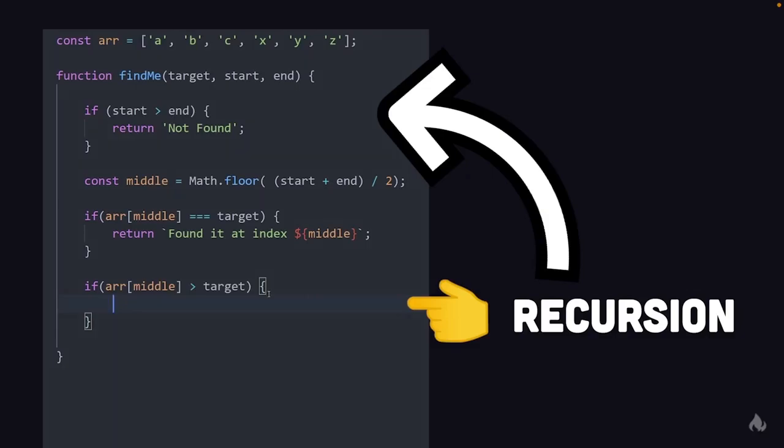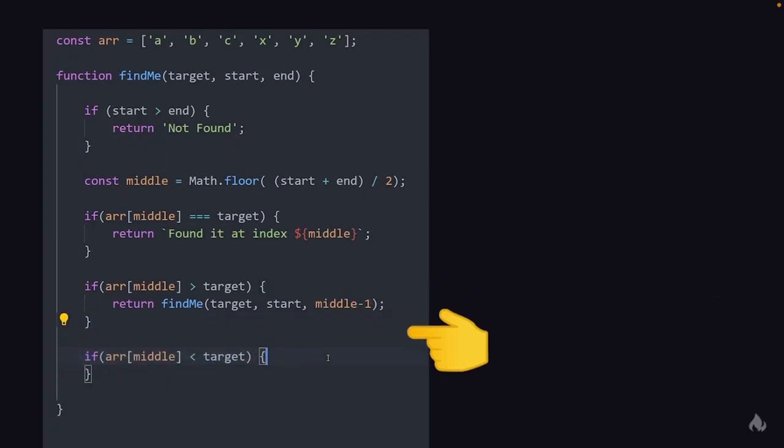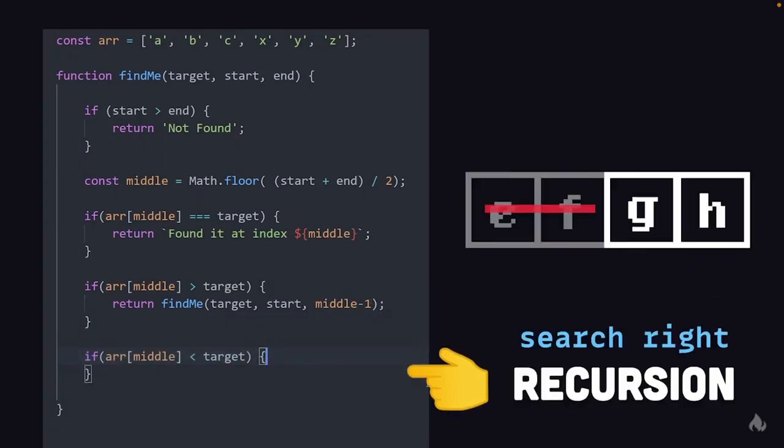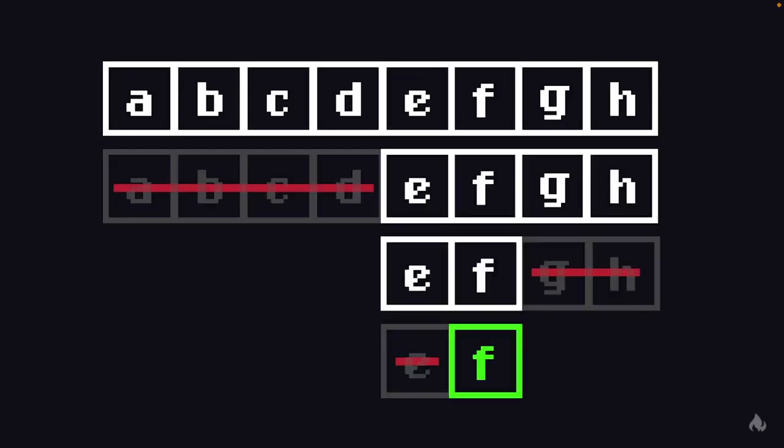If the middle value is greater than the target, then we'll call the same function, but this time we'll put the ending index at the middle. The other possibility is that the middle value is less than the target, in which case we can also recurse, but this time we'll put the starting index in the middle. And now we have an algorithm that can find an element in a sorted array much faster than a regular loop.